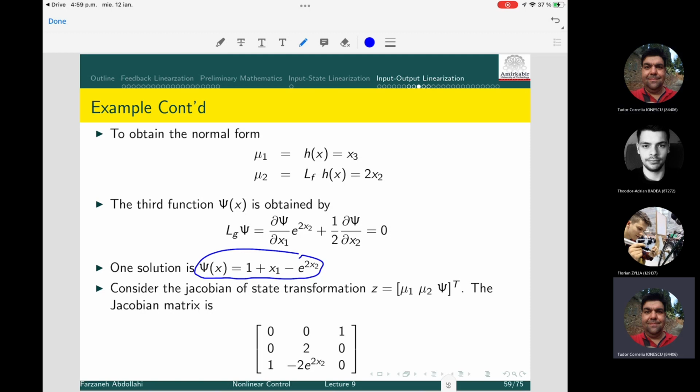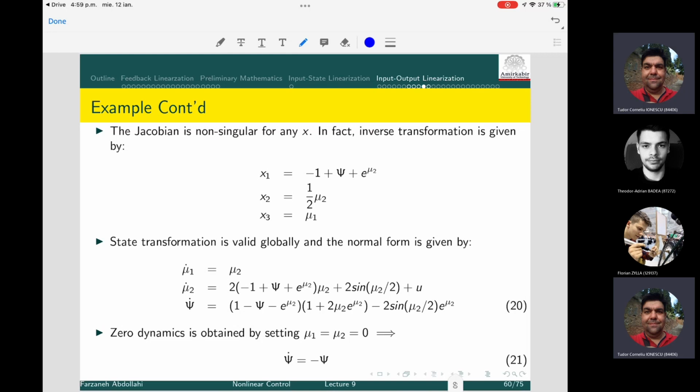Consider the Jacobian of the transformation. You take this coordinate transformation with this Jacobian matrix, which is non-singular for any x, and with this inverse transformation.